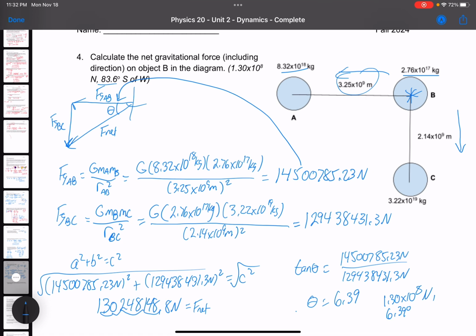Okay, and now I can see what I've done wrong already. I put these two in upside down. So what I would do is I would just go back and recalculate this. But I know that because they're upside down, all I did is find it as if it was drawn like this. So that makes this west of south. If you flip them around, then you'll get 83.6 south of west.